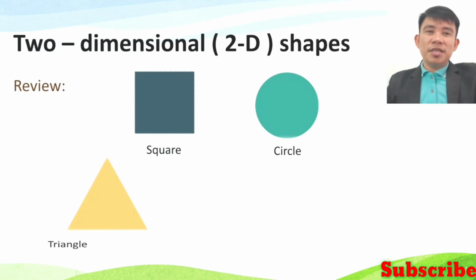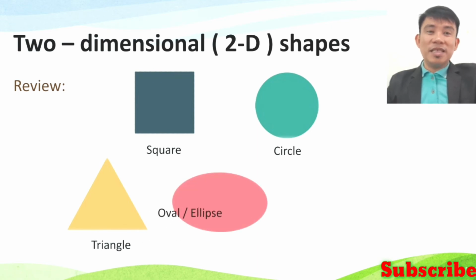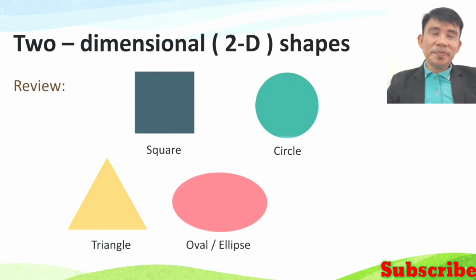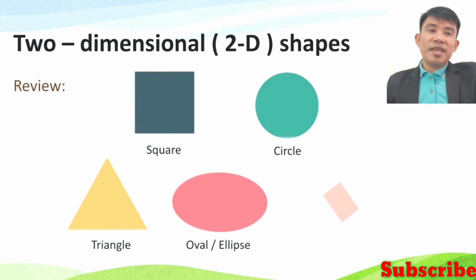How about this? Triangle. T-R-I-A-N-G-L-E. Triangle. How about this? Oval, or they say an ellipse. Oval is easy to spell out. O-V-A-L. Finish. An ellipse. If you can spell an ellipse, it's better because some countries are using the word ellipse instead of oval. Okay, and this is a rectangle.